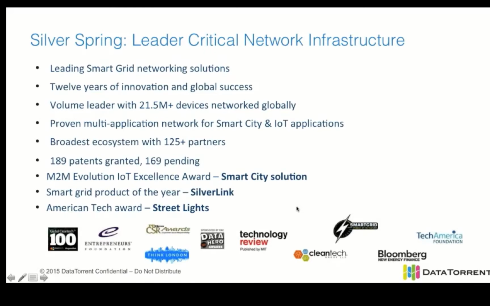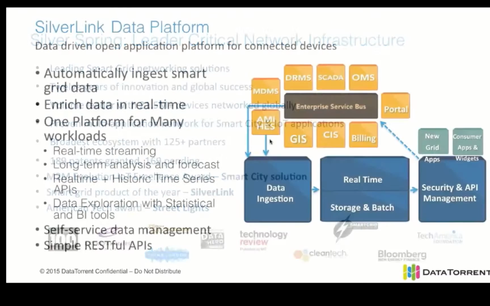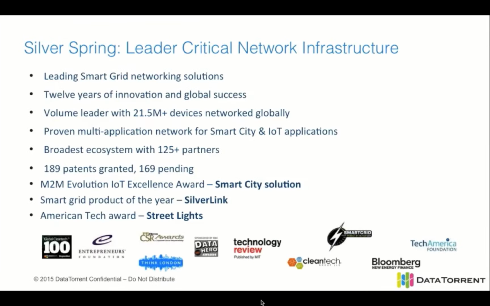as street lights. And one distinction I would make about Silver Spring is that we make the technology that connects devices. We don't make the devices themselves. So we don't actually make meters. We don't actually make street lights, but we make the communications technologies that go inside those. We also make the software that connects them.